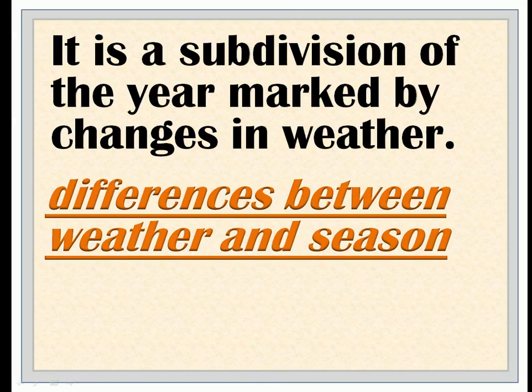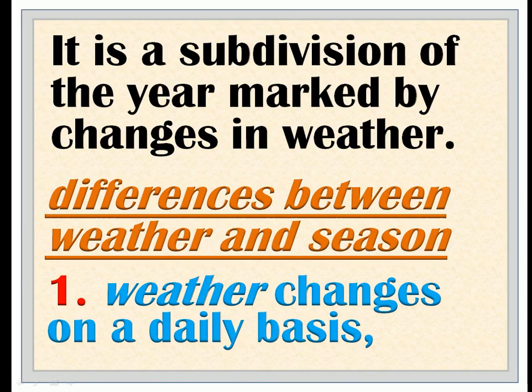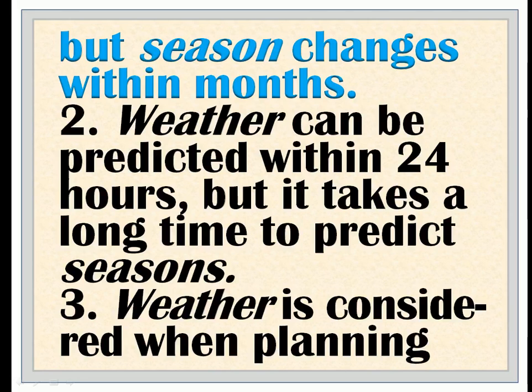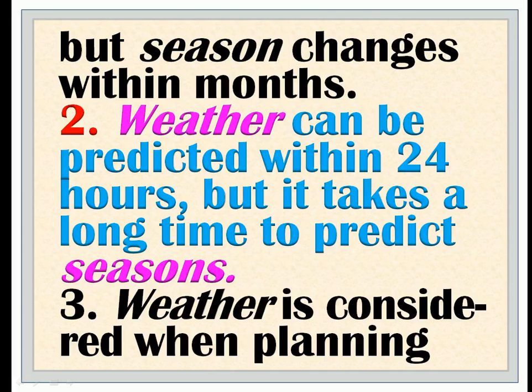Differences between weather and season. 1. Weather changes on a daily basis, but season changes within months. 2. Weather can be predicted within 24 hours, but it takes a long time to predict seasons.